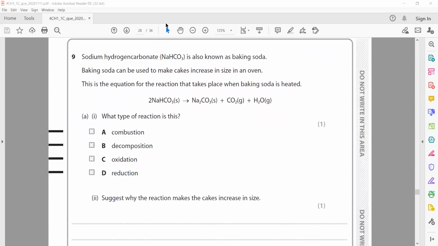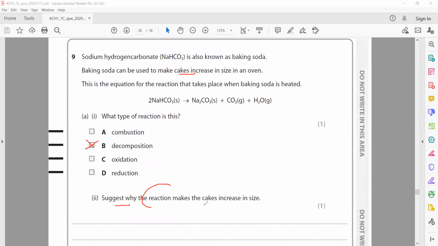Question 9, sodium hydrogen carbonate is also known as baking soda. Baking soda can be used to make cakes increase in size in the oven. This is the equation for a reaction that takes place when baking soda is heated. What type of reaction is this? What do we call this reaction? So it's a thermal decomposition, or decomposition.